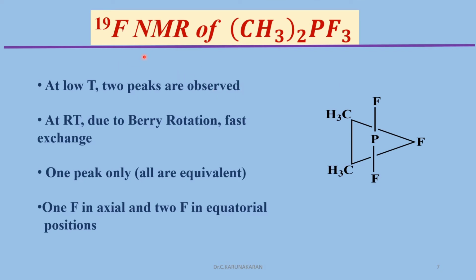In fluorine 19 NMR, the structure of dimethyl phosphorus trifluoride is elucidated. At low temperature, two peaks are observed. At room temperature, due to pseudorotation and fast exchange, only one peak is observed, as all are equivalent. One fluorine is in the axial position and two are in equatorial positions. Using NMR, this structure is established.